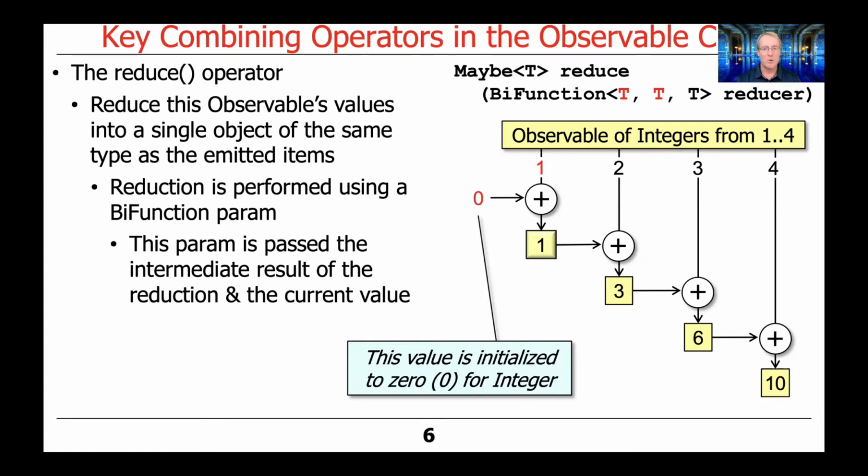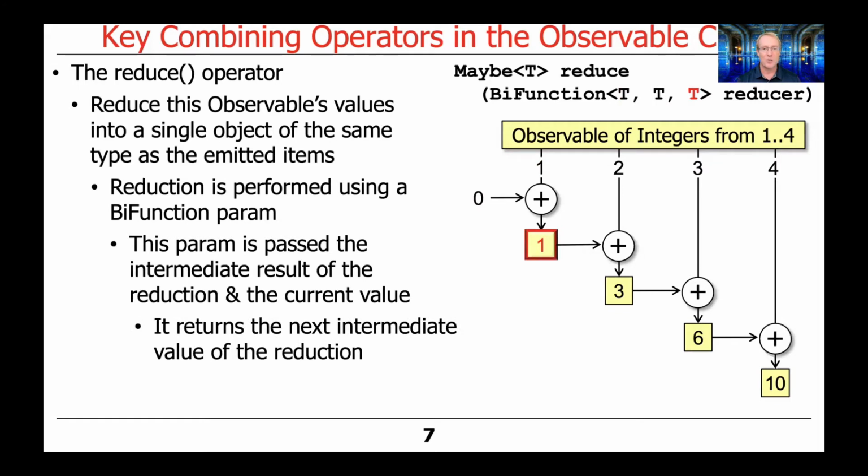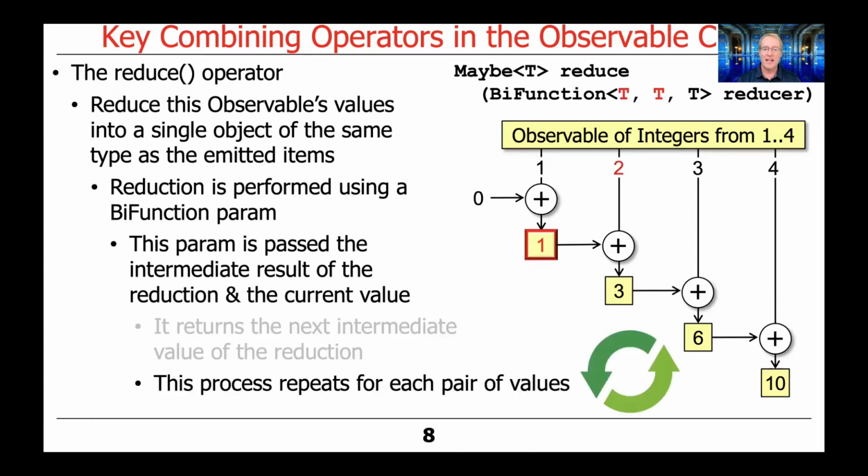Here you can see we take 0 plus the first item in the range, and that, of course, will yield 1. So we get the next intermediate value of the reduction. This process then repeats for each pair of values in the range. So once again, we take our intermediate result 1, take the next value in the range 2, add those together, we get a 3. We then take the intermediate value 3, the next value in the range 3, add those together, and we get 6. And then finally, we take the intermediate value 6, the next value in the range, the final value, in fact, 4. We add those together, we get 10. So that's just a simple example of how reduce can work on an observable.